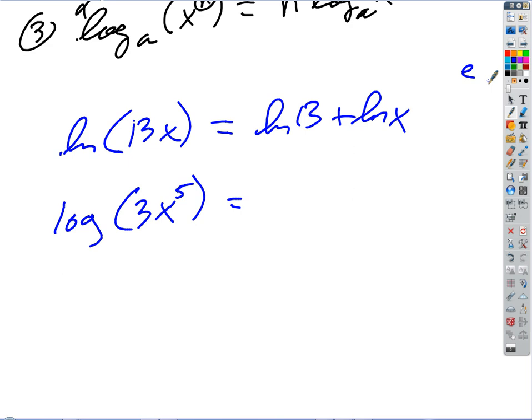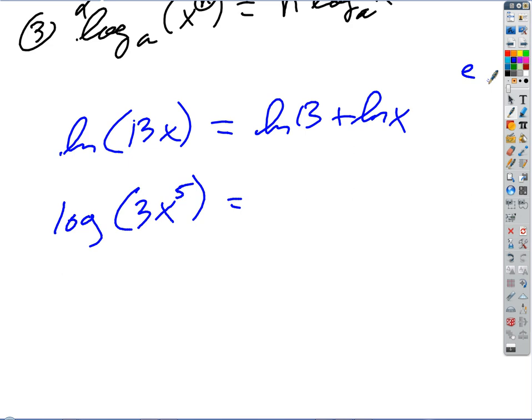Okay, well, hang on, let's get hands, right over here. 5 times the log of 3 plus the log of x. Okay, almost. I was kind of hoping somebody would say that, because you have to follow the same kinds of order of operations when you simplify logs as you do normally.